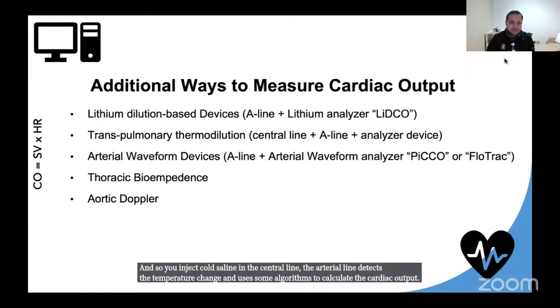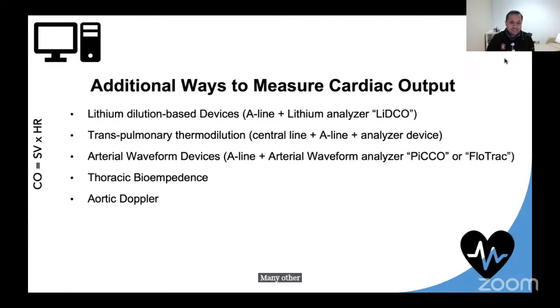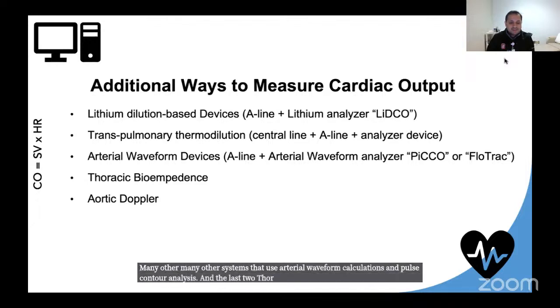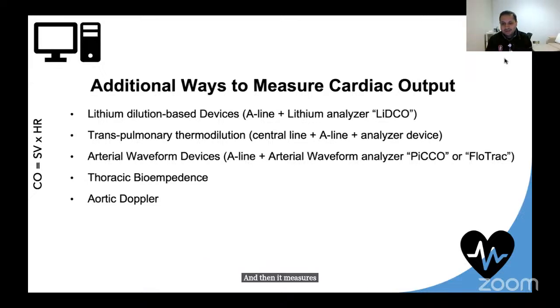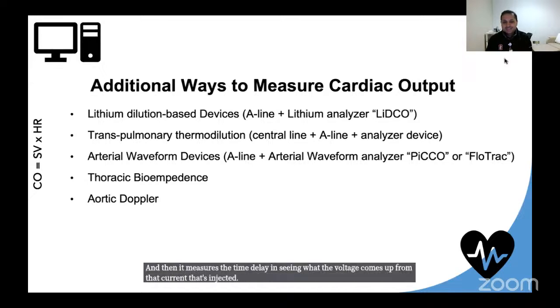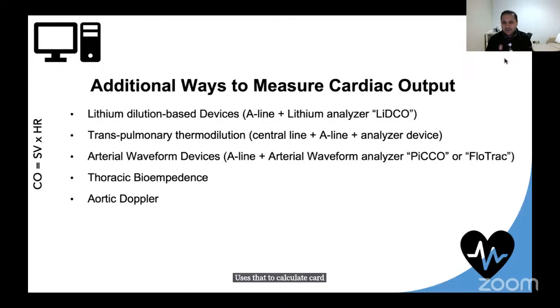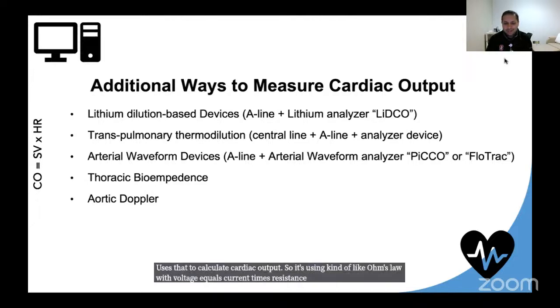There are many other systems that use arterial waveform calculations and pulse contour analysis. And the last two: thoracic bioimpedance is a very interesting one, where you use a monitor on the chest, inject a little bit of current, and then it measures the time delay in seeing what voltage comes up from that current that's injected, and uses that to calculate cardiac output. So it's using kind of like Ohm's law, with voltage equals current times resistance, to calculate cardiac output in a way. I think that's the easiest way I can describe it.